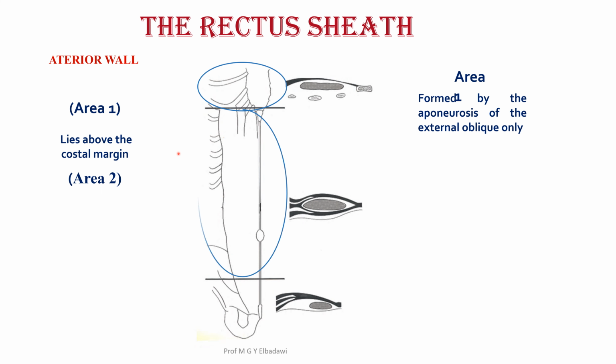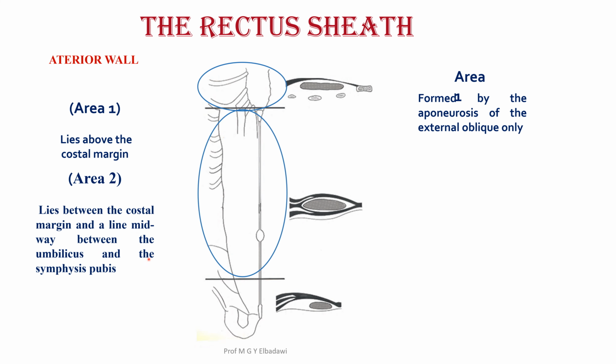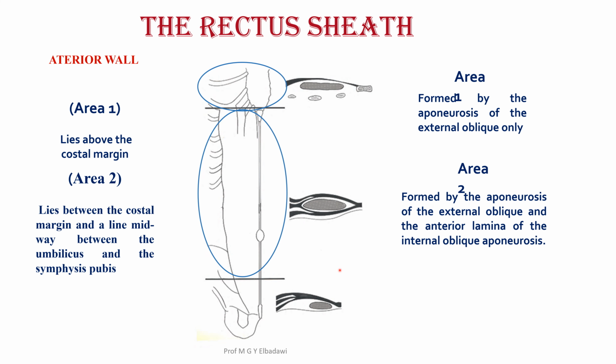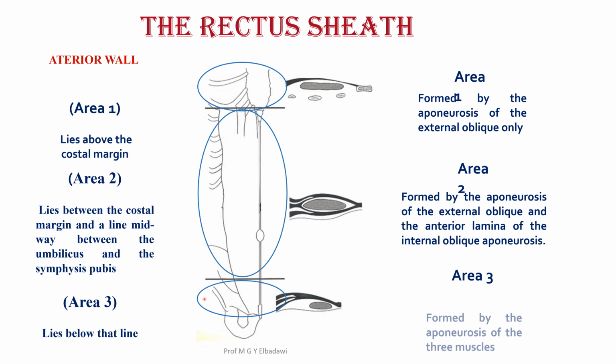Area 2 lies between the costal margin and the line midway between the umbilicus and the symphysis pubis, and this area is formed by the aponeurosis of the external oblique and the anterior lamina of the internal oblique aponeurosis. Then area 3 lies below that line, and it is formed by the aponeurosis of all the 3 muscles. So that is the anterior wall of the rectus sheath.